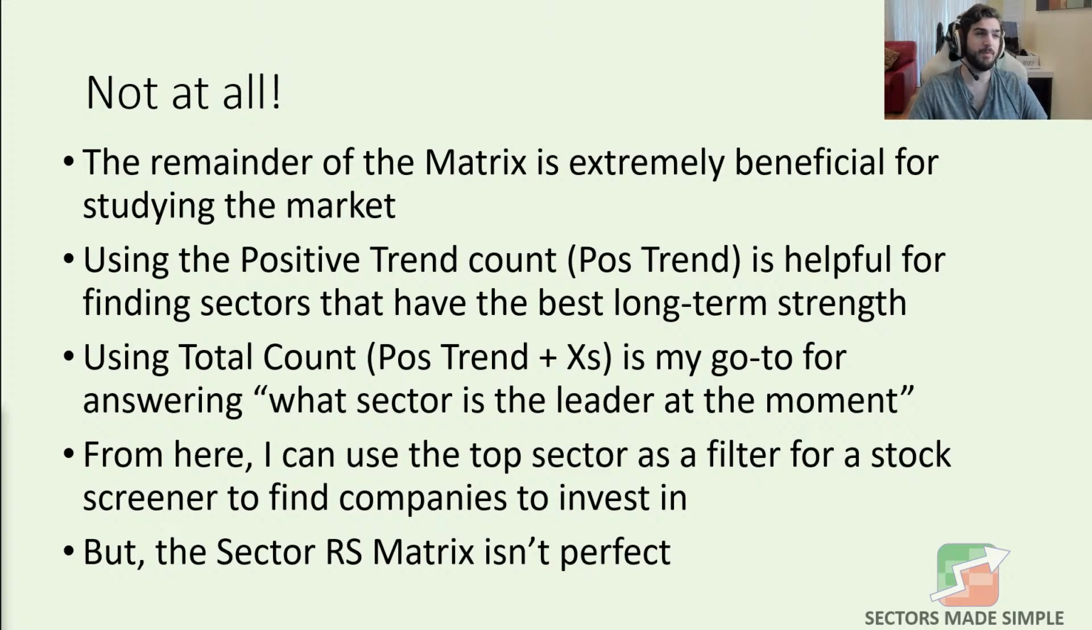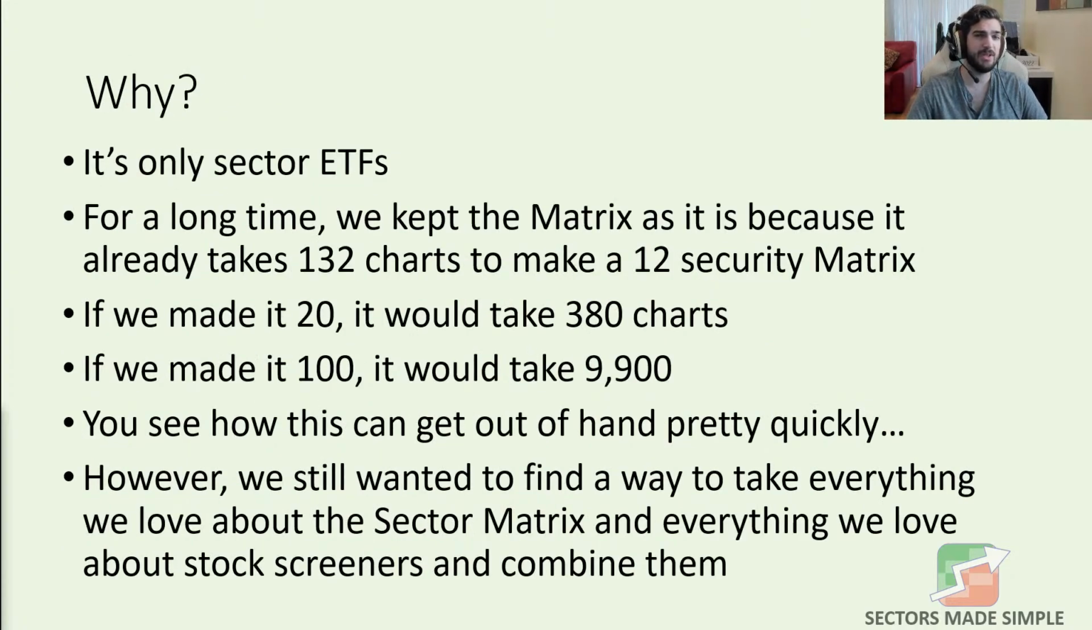But the biggest problem about the matrix is that it's only sector ETFs. You are relying on turning the S&P 500, 80% of the US stock market, into 11 things. And those 11 things are not the same size. They're all different sizes. So for a long time, we kept the matrix as the matrix because 132 charts done every single day, funny enough, is still a lot of work. If you were to do it by hand, it'd probably take you over an hour.